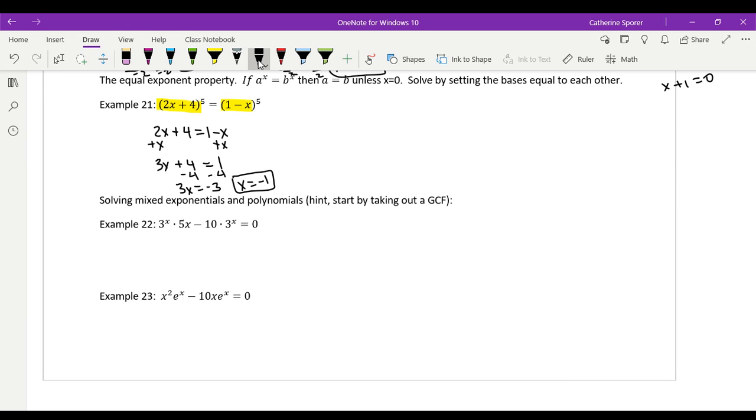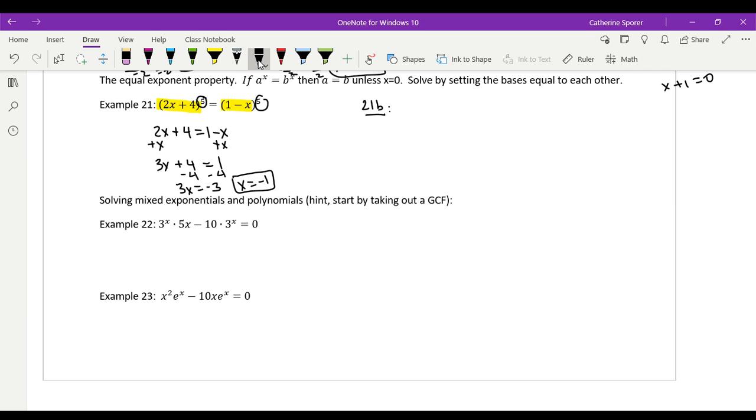Okay, so we can do that because the exponents are equal to each other. However, if that exponent is an even number, we actually need to do something a little bit different than this. So if the exponent is even, we're actually going to set up two equations to solve. So this is example 21b.